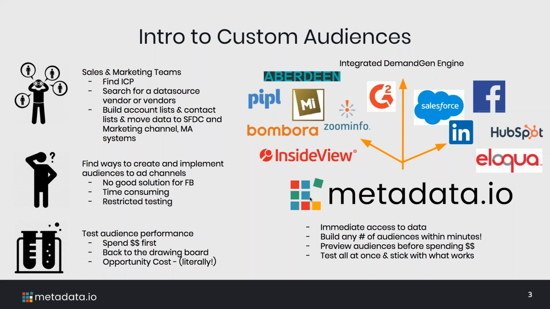And because it takes so long to build one audience or a couple of audiences, you end up restricting your testing a bit. You cannot test 3, 4, 5 audiences altogether and just stick to the ones that work. So what ends up happening is you end up spending your marketing dollars first and then tracking results to see, hey, was this strategy worth it? And if it was not, then we're back to square one.